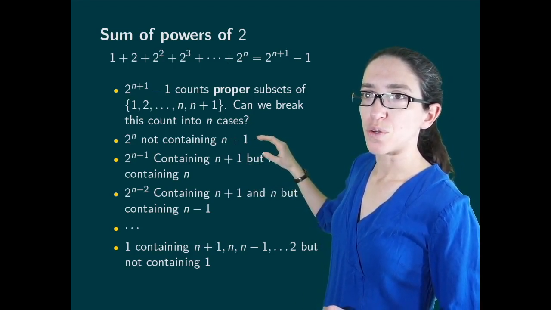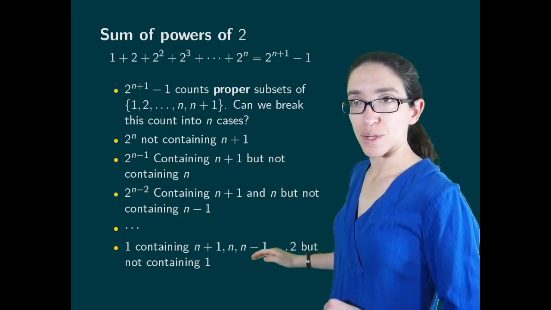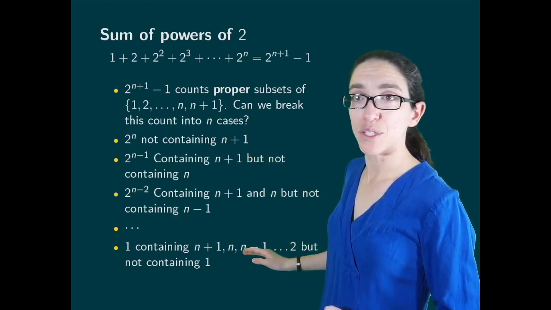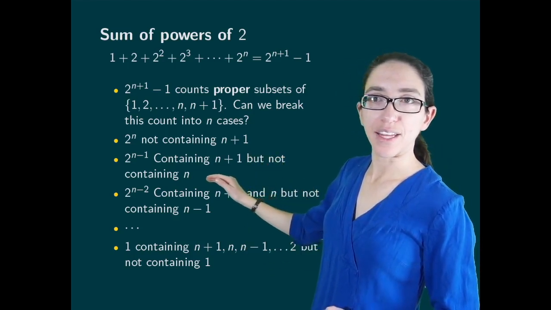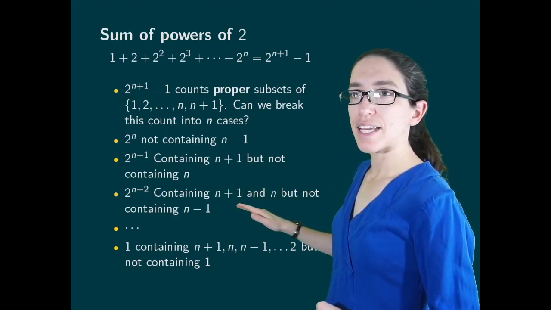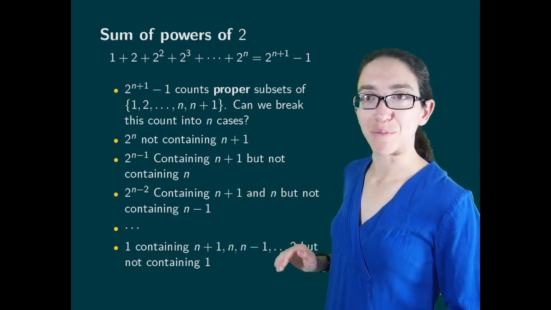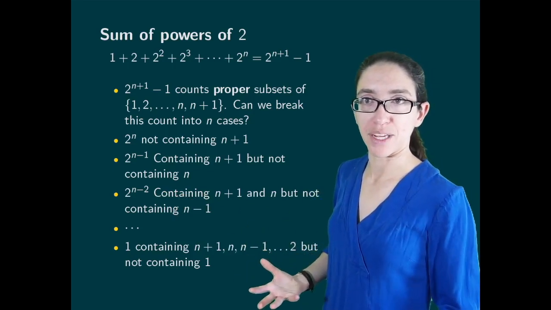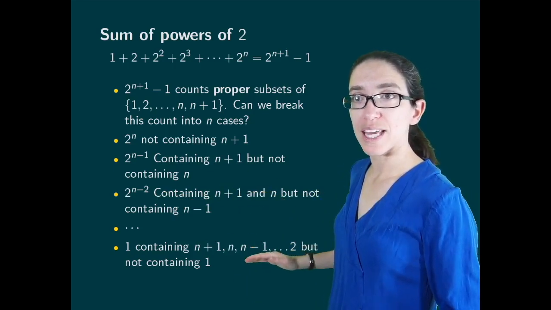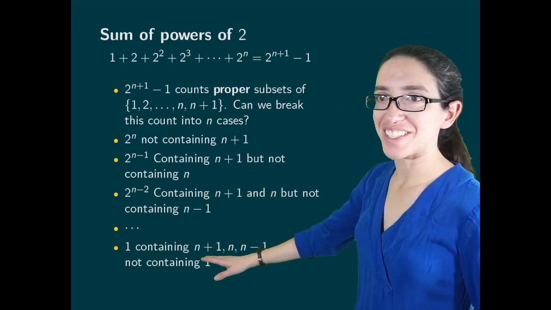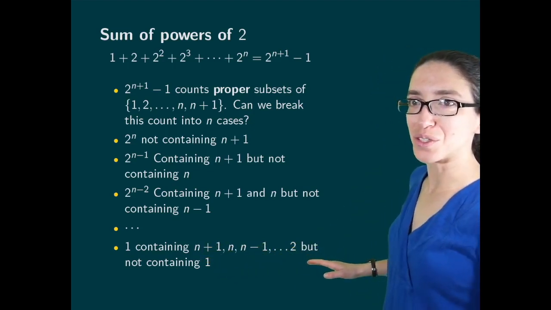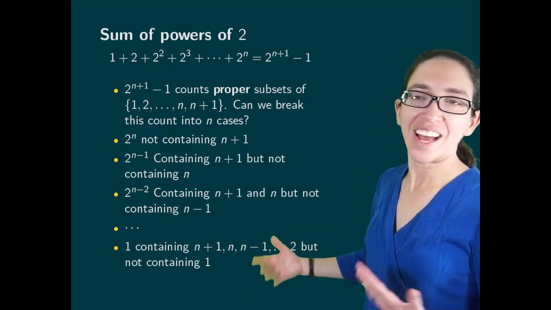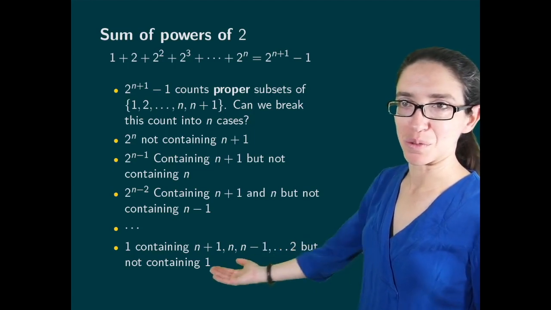So let's now look at the rest of the cases. All contain n plus 1 for sure, but then let's say they don't contain n. And then let's say they contain n plus 1 and n, but don't contain n minus 1. Well, then there's 2 to the n minus 2 because we're choosing a subset of the first n minus 2. And we keep doing the cases in this order until we insist that it contains n plus 1 down to 2, but doesn't contain 1. And there's only one such subset, the numbers from 2 to n plus 1.